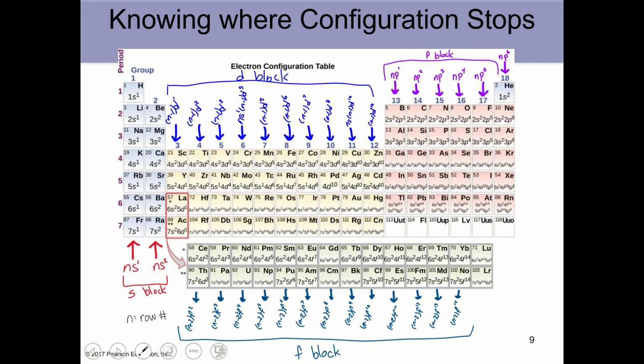When we get over to the P block, that's usually pretty simple. Instead of calling these groups 13, 14, 15, 16, 17, and 18, I call them 3A, 4A, 5A, 6A, 7A, and 8A.